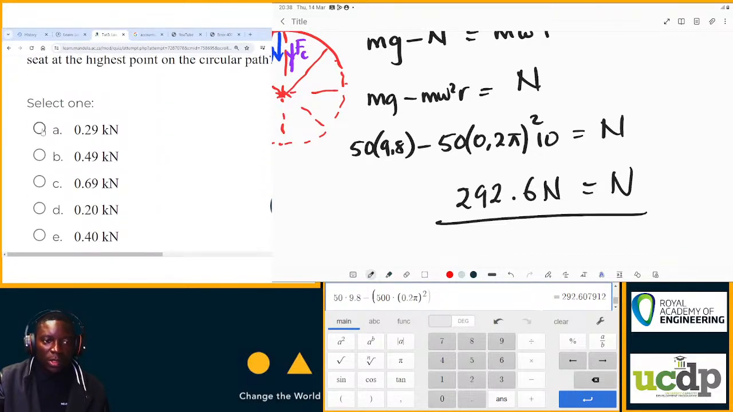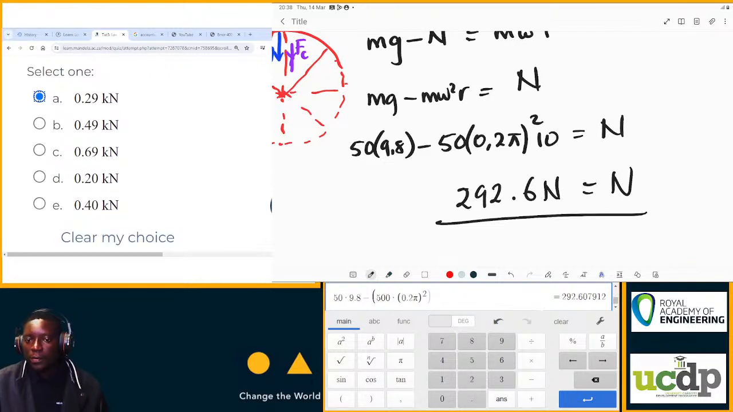And that's 0.29 kilonewtons. In kilonewtons, that will be our solution.